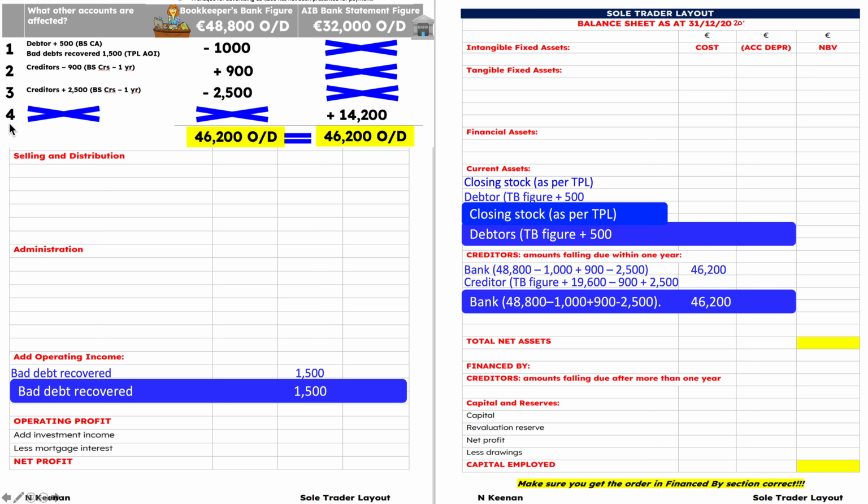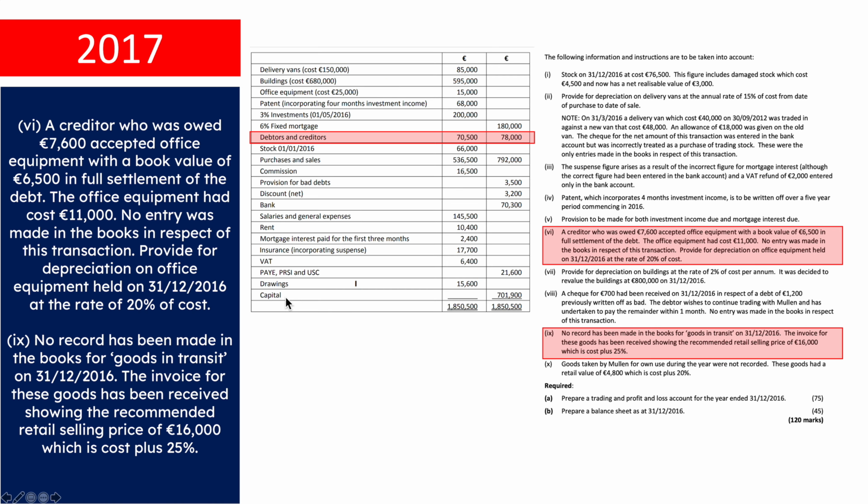Okay, so this is what your bank adjustment looks like when it's completely finished, but we just put in the creditor amount. So for the creditor amount, we just have to minus 900 and plus 2,500 there. So this is your goods in transit one, and then that's the bank adding to that.